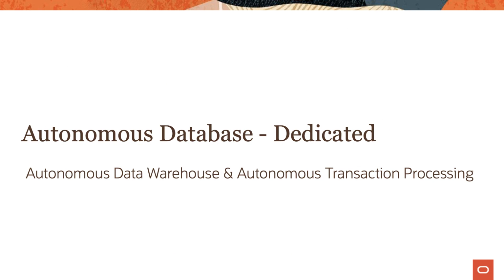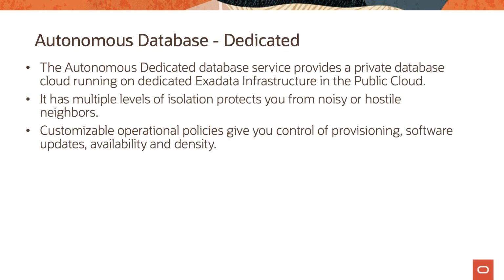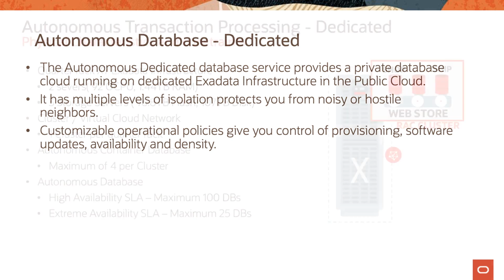Let's quickly look at the autonomous database dedicated service offering in Oracle Cloud Infrastructure. The autonomous dedicated database service provides a private database cloud running on dedicated Exadata infrastructure in the public cloud. It has multiple levels of isolation, which protects you from noisy or hostile neighbors. Customizable operational policies give you control of provisioning, software updates, availability, and density.